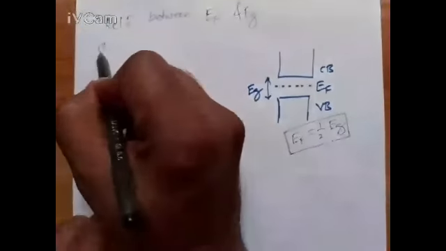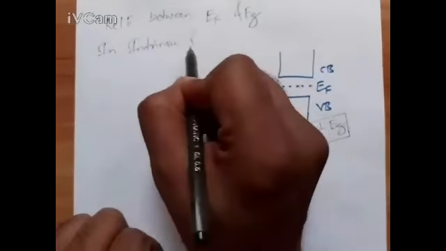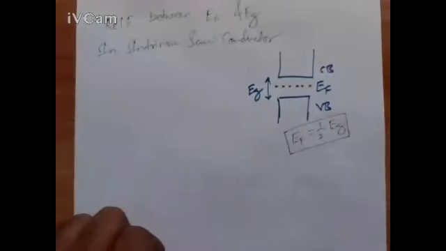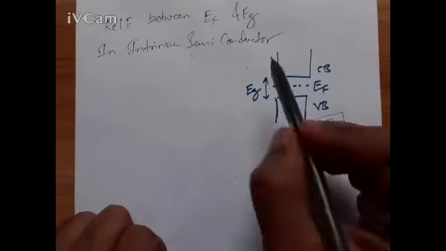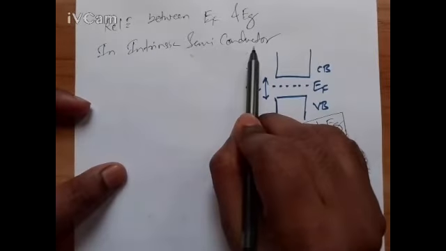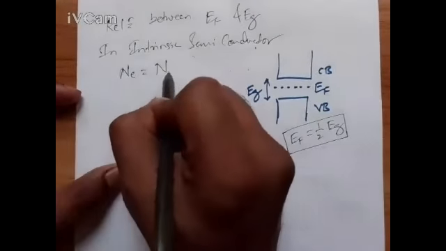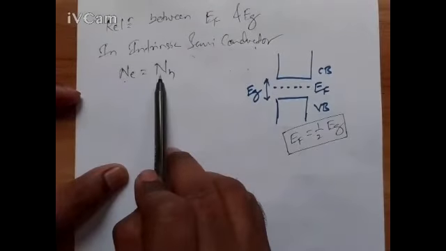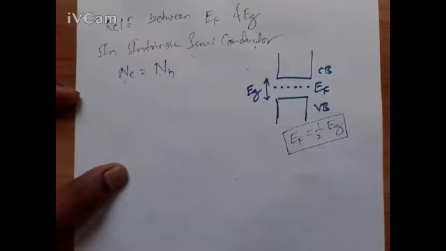We do this in an intrinsic semiconductor. What is the meaning of intrinsic semiconductor? An intrinsic semiconductor is nothing but a pure semiconductor. In this pure semiconductor, the number of electrons is equal to the number of holes. Or we can say the concentration of electrons is equal to the concentration of holes.